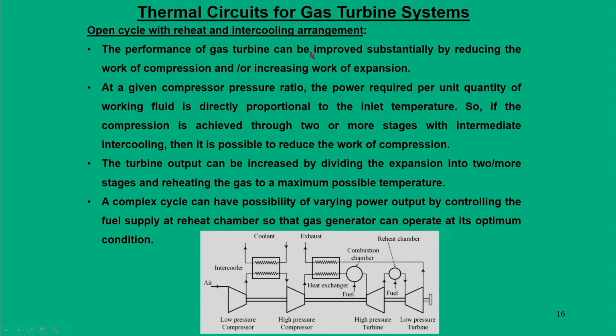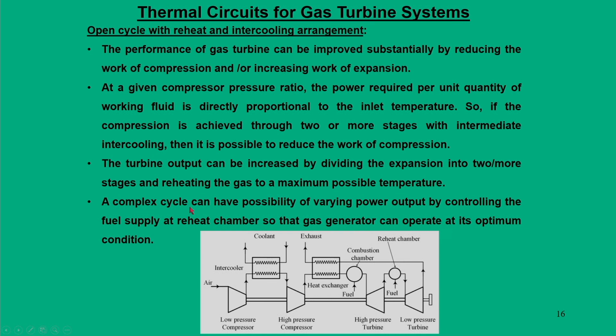The performance of a gas turbine can be improved substantially by reducing the work of compression or increasing the work of expansion. At a given compression pressure, the work required per unit quantity of working fluid is directly proportional to the inlet temperature. So, if the compression is achieved through two or more stages with intermediate intercooling, then it is possible to reduce the work of compression. Similarly, in the turbine, output can be increased by dividing the expansion into two or more stages, reheating the gas to the maximum possible temperature.